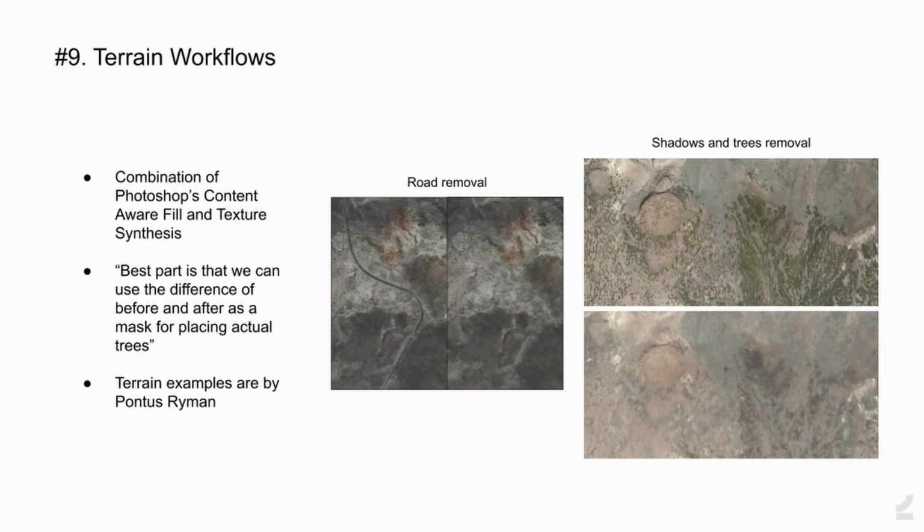Our artists have used texture synthesis for some of their terrain workflows, where they start with large-scale terrain laser scanned data. But it comes with a lot of undesired elements, such as shadows, roads, and trees. And texture synthesis, together with Photoshop's content-aware fill, can be used to clean that up. Content-aware fill on its own is a good average color filler, but as Pontus Rumen points out, texture synthesis can provide high-quality details that you can't get otherwise.